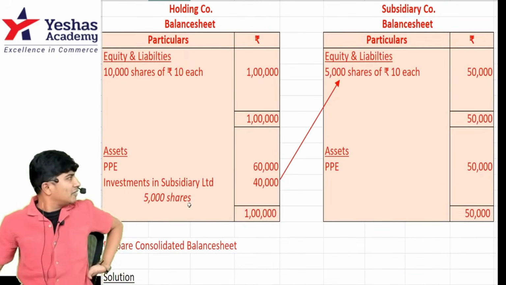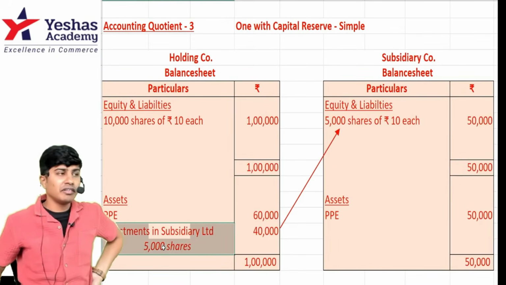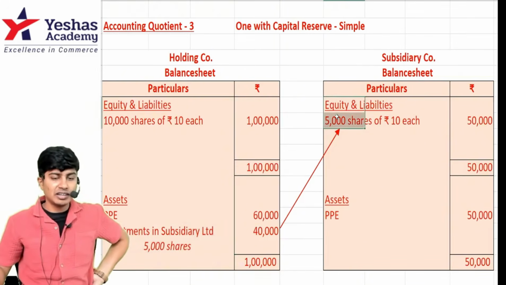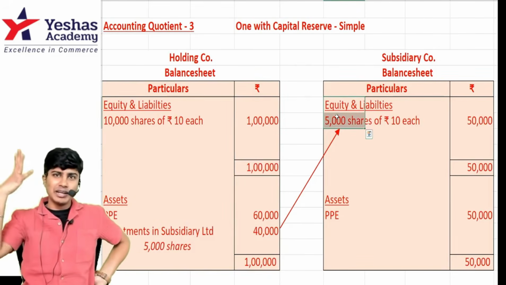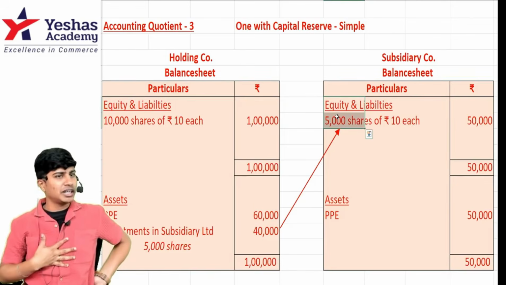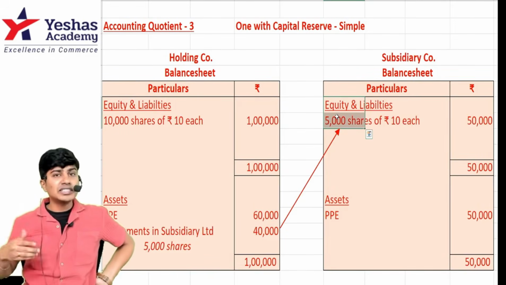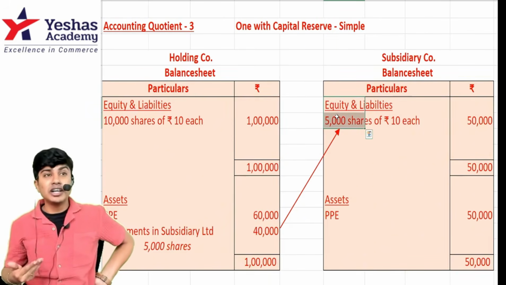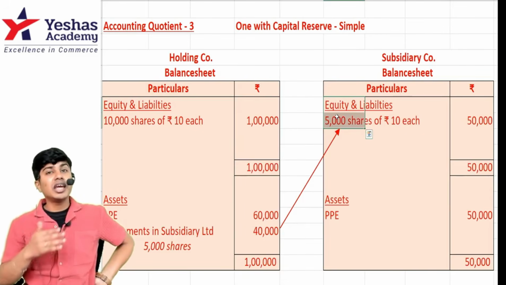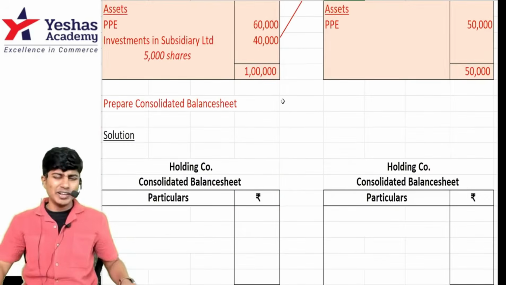Observe. In our balance sheet asset side, how much investment do we have? 5,000 shares. In the subsidiary's balance sheet, how many shares are there? 5,000. Is there any minority? No. Whatever they have is completely mine. Is there minority interest? 100% subsidiary? Fully owned subsidiary? Do you understand the word fully owned subsidiary? What does it mean? There is no minority interest.